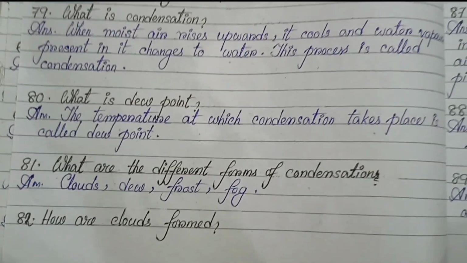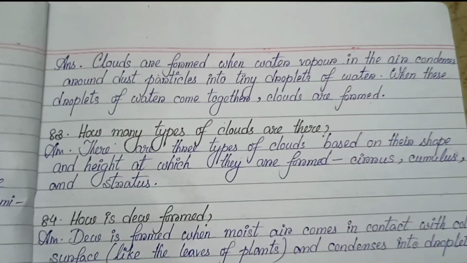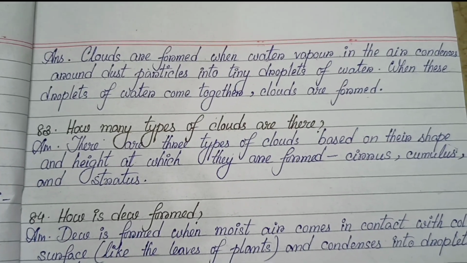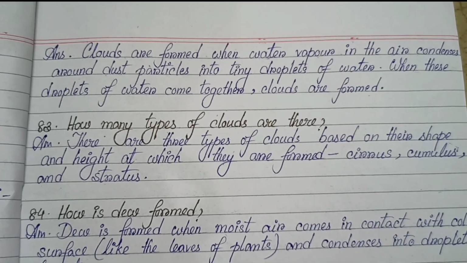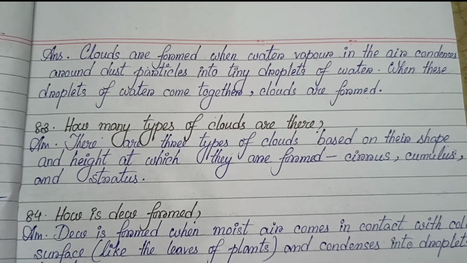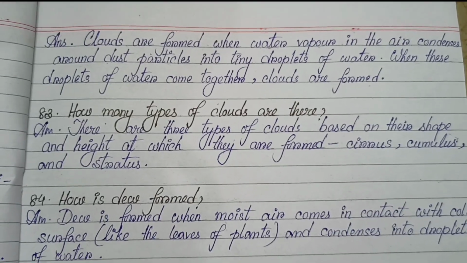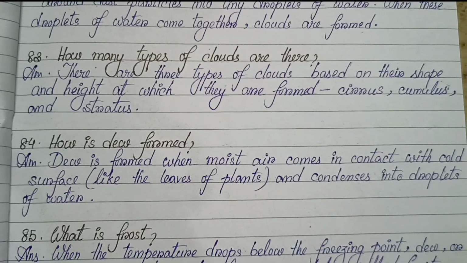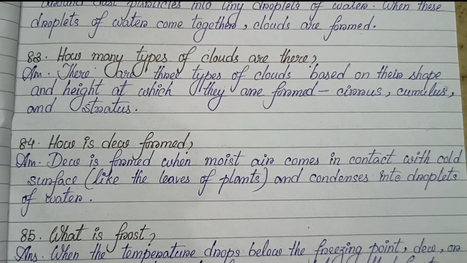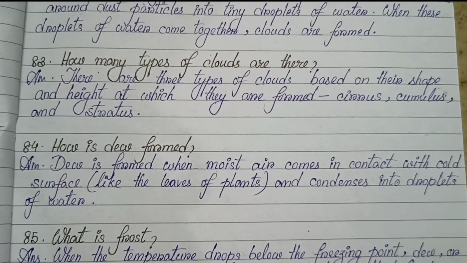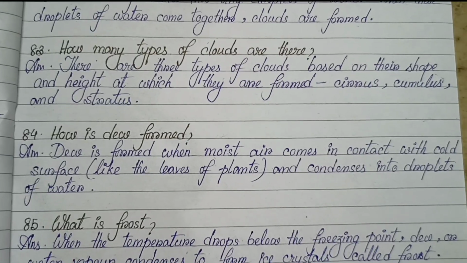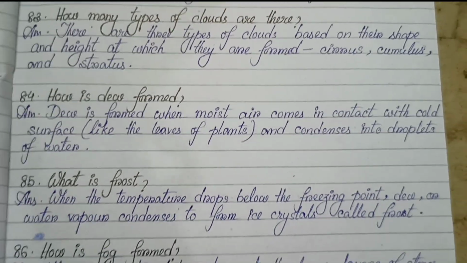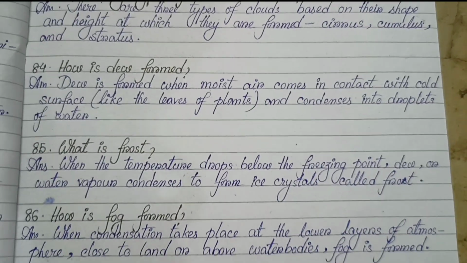Number 82. How are clouds formed? Clouds are formed when water vapor in the air condenses around dust particles into tiny droplets of water. When these droplets of water come together, clouds are formed. 83. How many types of clouds are there? There are 3 types of clouds based on their shape and height at which they are formed: cirrus, cumulus and stratus.